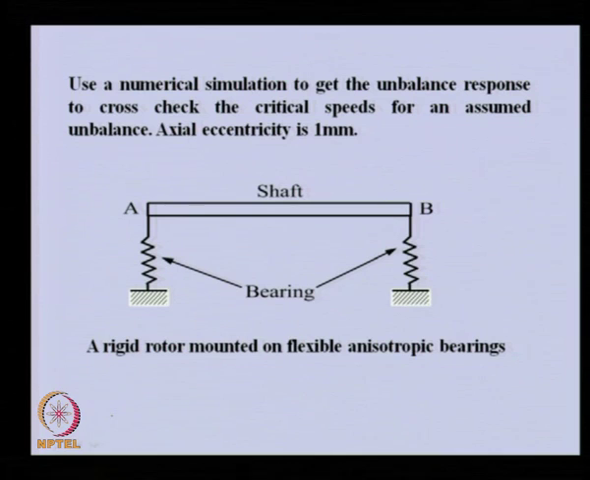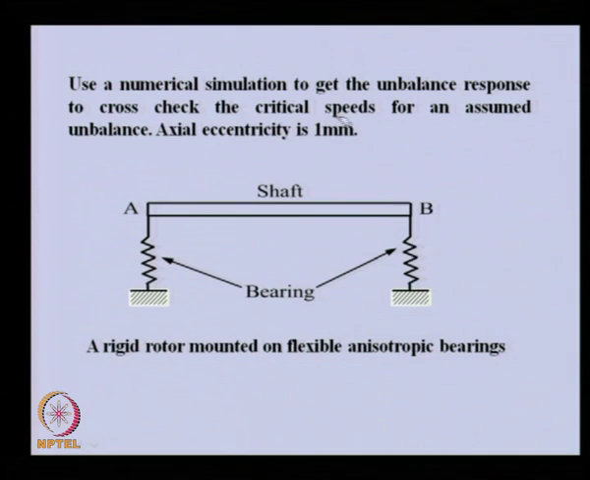So, this is the shaft, a rigid shaft supported on 2 different bearings, and some more data are there. We need to get the unbalanced response. So, what we are doing, we are obtaining the natural frequency of the system, and also through unbalance we are obtaining the critical speed, and we are cross verifying whether we are getting the same values through free vibration and forced vibration.